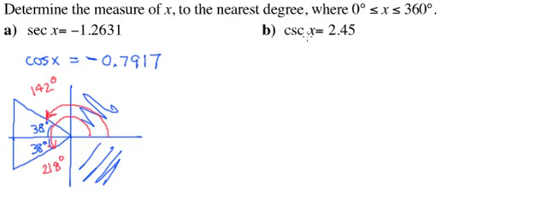Let's see if we can do it again. Cosecant x equals 2.45. Again, they give me a reciprocal function, which I'm not a fan of, so let's flip this immediately. The reciprocal of cosecant is sine, and the reciprocal of 2.45, according to my calculator, is 0.408.